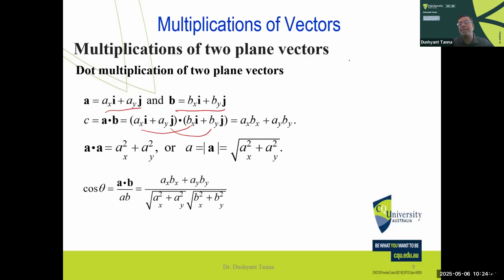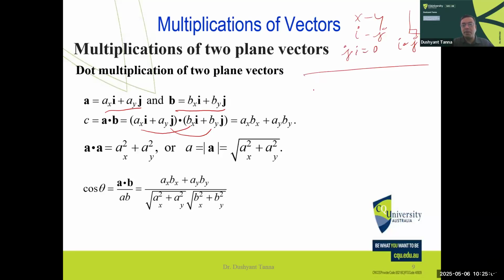What is the angle between the X and Y axis? 90 degrees. So the unit vector in X is i, and j is the unit vector for the Y direction. The angle between i and j is 90 degrees. Therefore, i dot j is 0 and j dot i is also 0. Okay, now let's expand it traditionally.